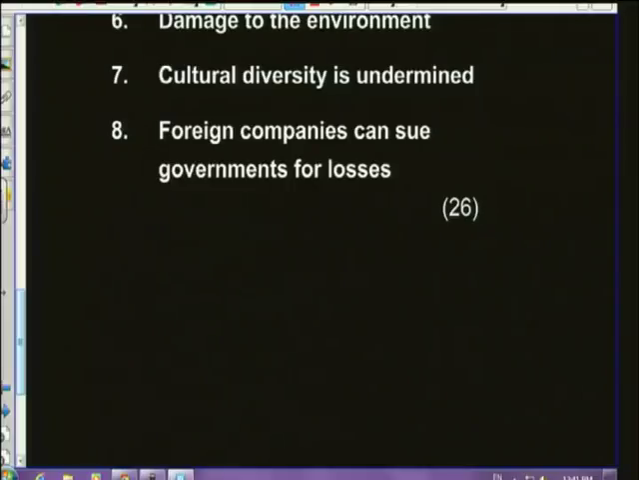Point 8, foreign companies can sue the government for losses. It is very important when you trade internationally that you are aware of all the laws of different countries, health and safety regulations, etc. Because if you are not aware of it and you should break any of those laws, it could lead to huge losses for your business, as the companies can sue another country.